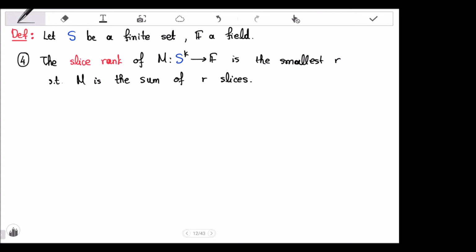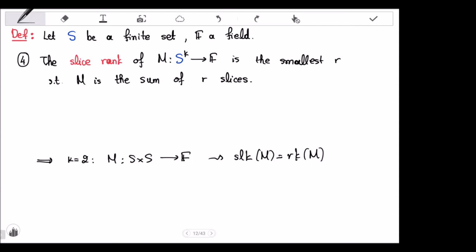And of course, this implies that for k equals 2, so for two-dimensional matrices, so if M is from S cross S to F, then the slice rank of M is the same as the rank of M. Because for matrices, the rank is the smallest R, such that M is the sum of R rank 1 matrices. So the definitions agree in 2 dimensions.